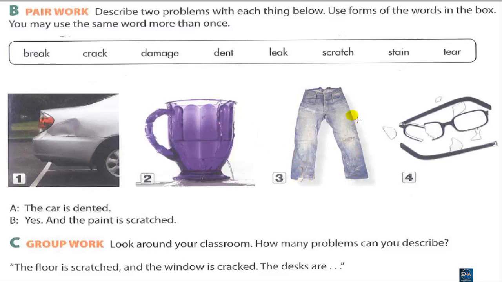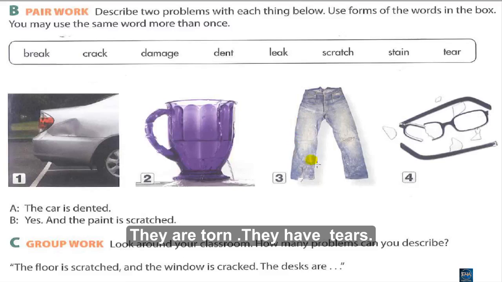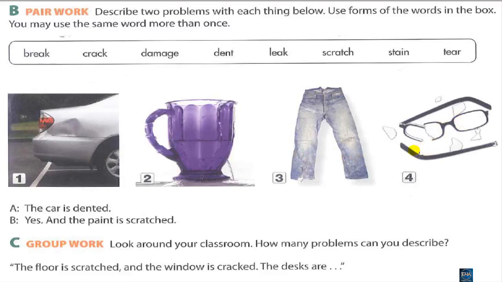You have here an old pair of jeans. And of course you have some holes, some tears. They are torn. Look at the picture. These are glasses and they're broken. They're damaged.